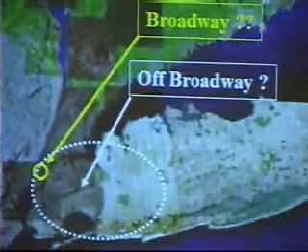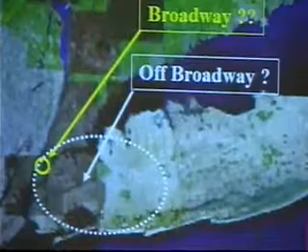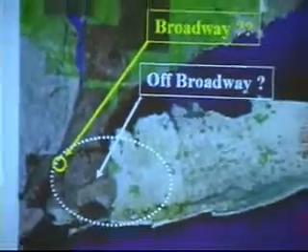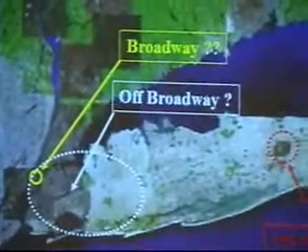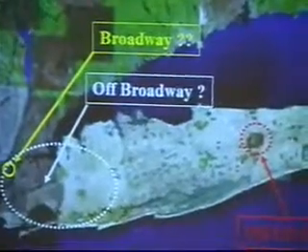You know, this is Manhattan with Broadway. Off Broadway is not very well defined. It's everything which is not on Broadway. So I make a circle here, which is Manhattan and Queens and Brooklyn. And if you really want to be hip, you go off Broadway. And this is where Brookhaven National Lab is located, and this is the show we're going to discuss today.